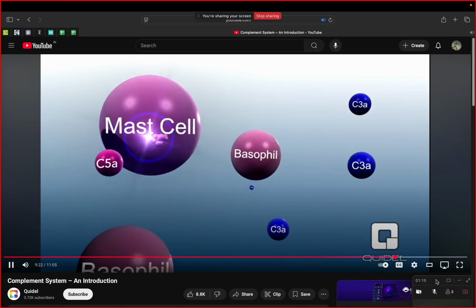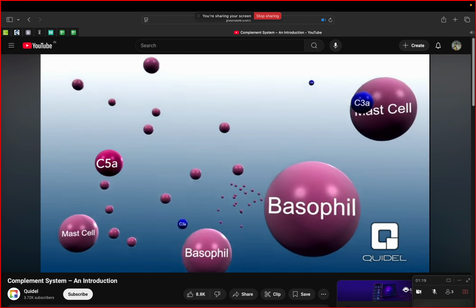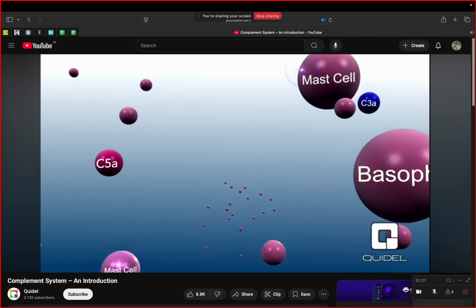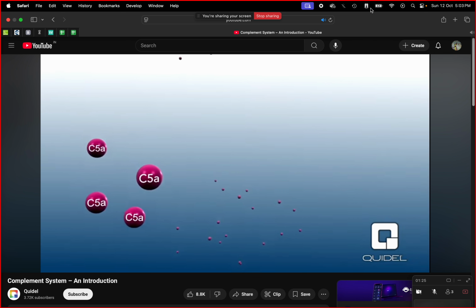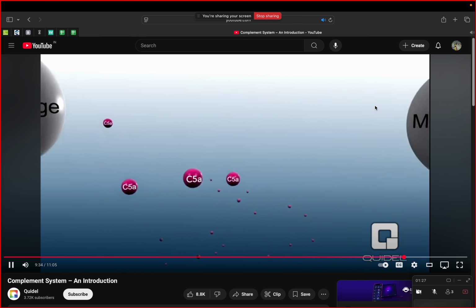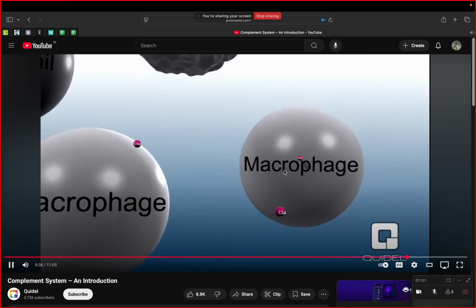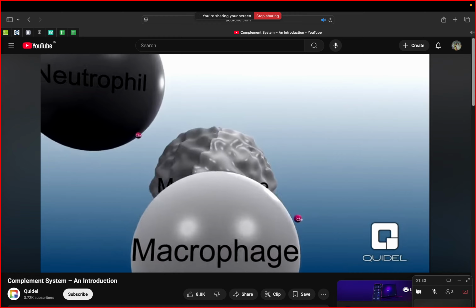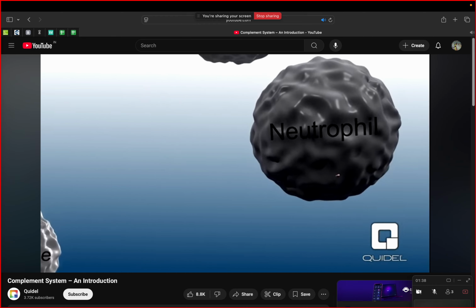C3a attracts mast cells to sites of complement activation, and binding of C3a and C5a to these cells, as well as basophils, induces degranulation and release of histamine and other vasoactive amines. C5a is a chemoattractant for macrophages and neutrophils, and binding of C5a to these cells primes them for mediating their host defense functions.